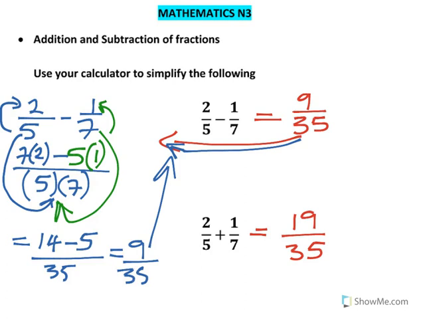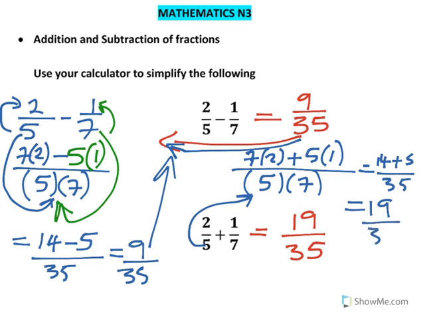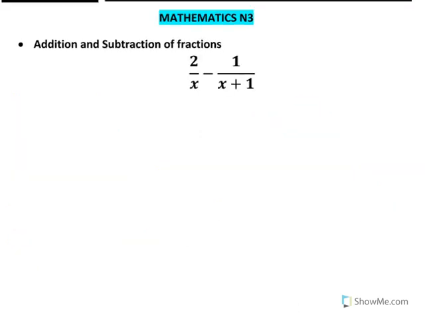If you're looking at the addition, it's the same method. You put a 5 and you put a 7 in brackets, then this 5 into that, you are going to be left with a 7 there, and a 2 plus a 5 there as a 1. In this case, you are going to have 14 plus 5 over 35, which is equal to 19 over 35. That is how fractions are added.